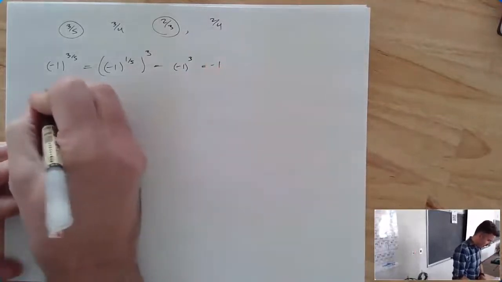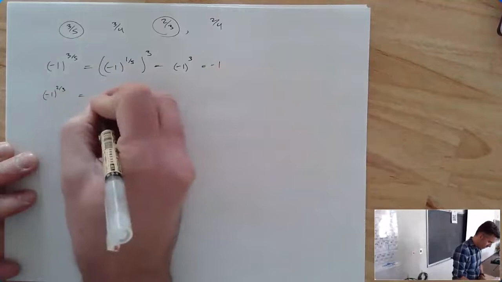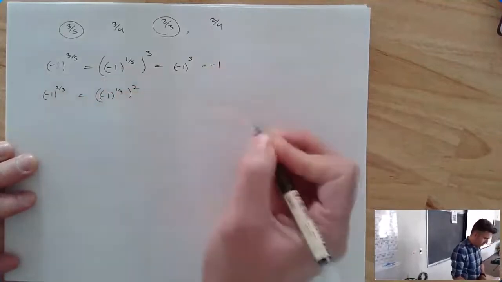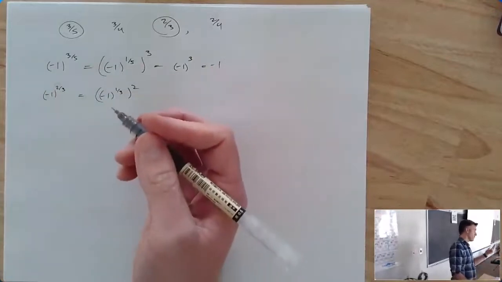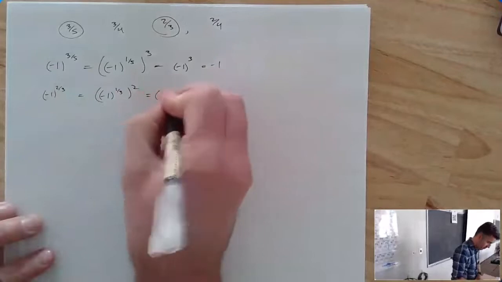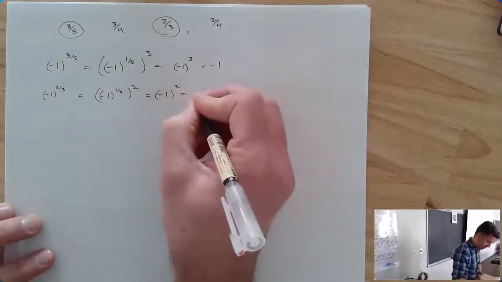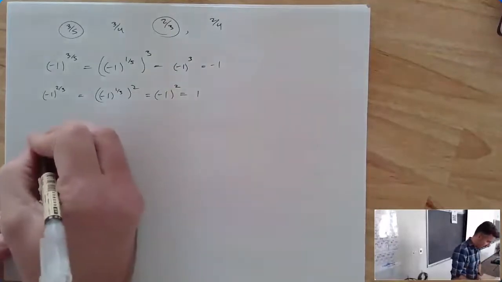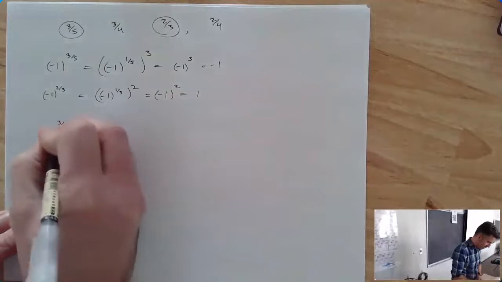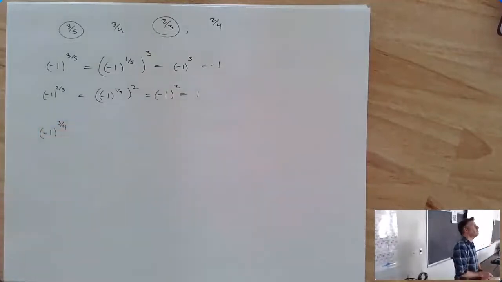On the other hand, -1 to the 2/3 power is -1 to the 1/3 squared. The cube root of -1 is still -1, because -1 times -1 times -1 is -1. And that's going to be 1. Okay, now here's where things get dicey. If I wanted to do, say, -1 to the 3/4 power, you're gonna have problems. What's the 4th root of -1? It's imaginary. Even roots of negative numbers are problems that we don't deal with.